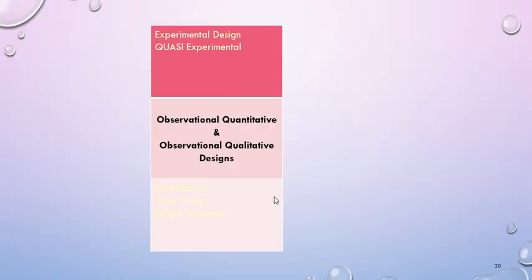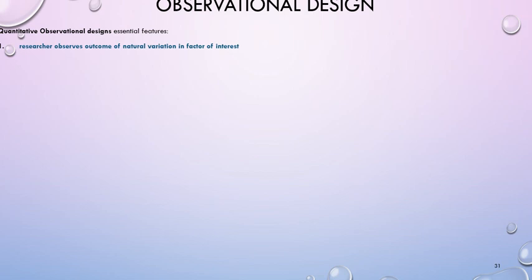So now we are going to discuss the last two remaining designs. We start with observational design, quantitative or qualitative data collecting, and then we're going to discuss focus group and Delphi technique, methods of collecting psychological or behavioral data. Observational design. The quantitative observational design has specific features.